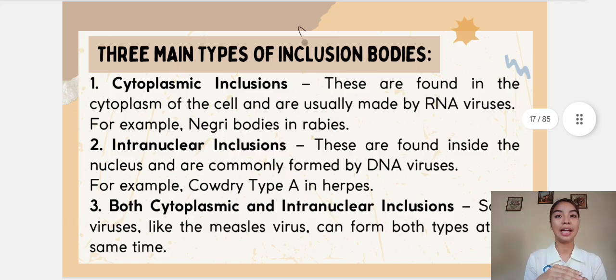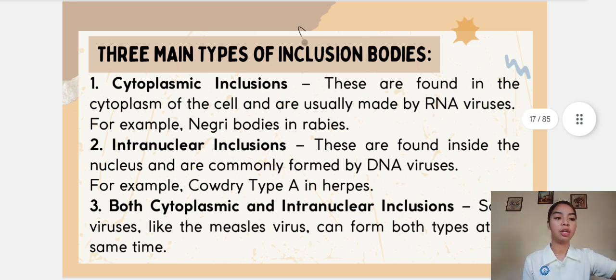Next we have intranuclear inclusions. These are found inside the nucleus and commonly formed by DNA viruses. For example, we have Cowdry type A in herpes virus. This intranuclear inclusion can be found inside the nucleus, or sa nucleus lang siya. And number 3, we have both cytoplasmic and nuclear inclusions. So pag sinabing ganito, this inclusion can be found both in the cytoplasm and inside the nucleus. For example, we have measles virus. They can form both types at the same time.